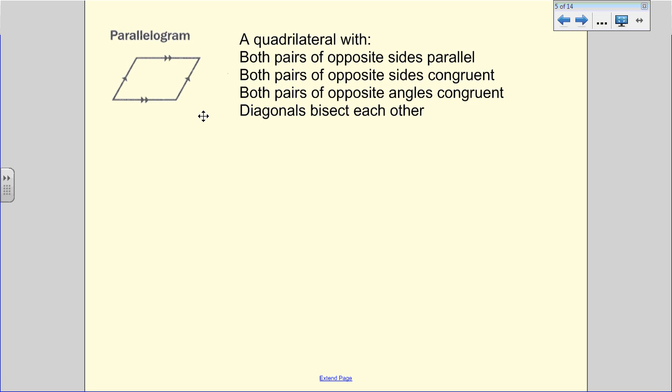Both pairs of opposite sides are congruent, and so if I don't see the parallel symbol, if I see the tick marks that show me opposite sides are congruent, I can also state that it's a parallelogram. Both pairs of opposite angles are congruent, and we know that the diagonals bisect each other. Diagonals aren't congruent, but on each side of the intersection of those diagonals, we have two congruent segments.